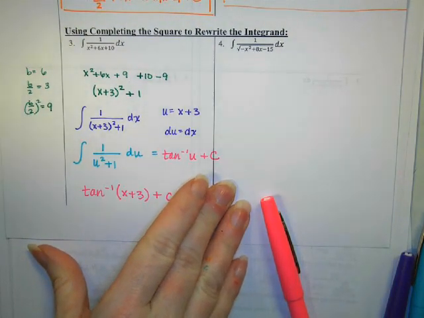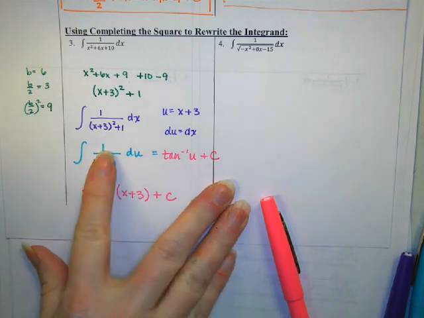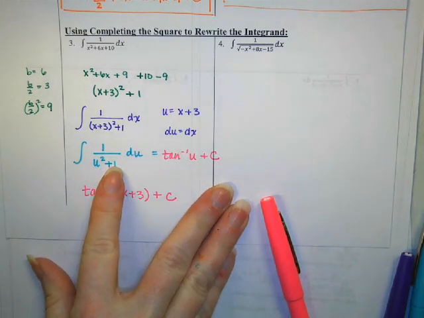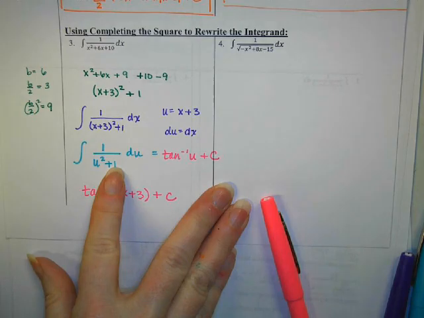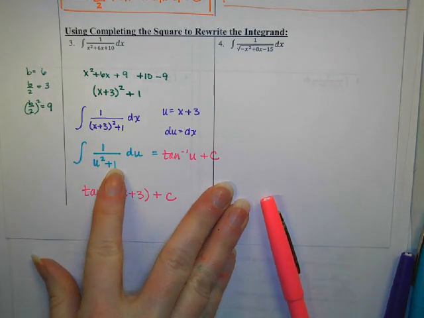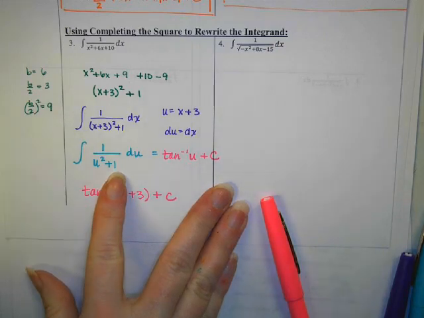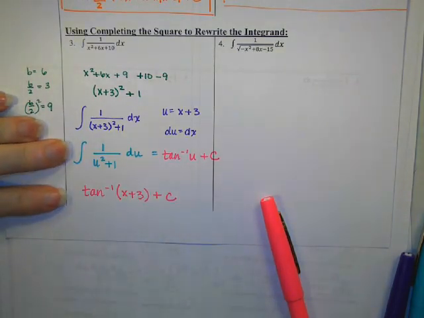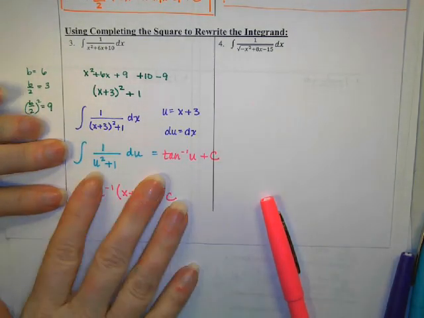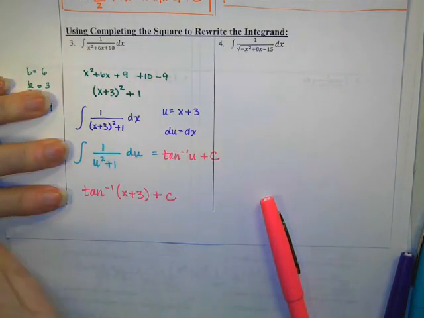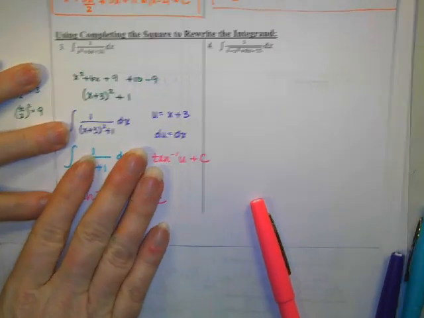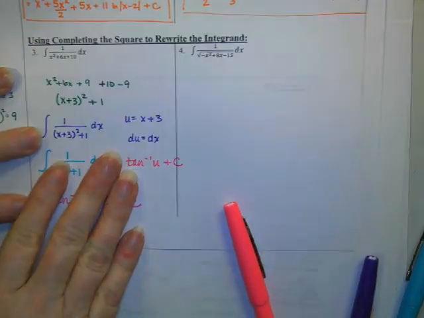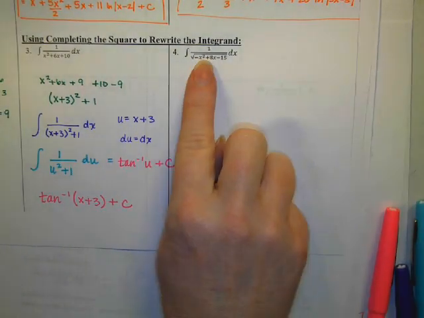Would it be a safe stop just putting the 1 over u squared plus 1? It wouldn't be a safe stop, but if this was a free response question, you would definitely get quite a bit of the credit. If it was a multiple choice question, you would look at the choices, and some of them would have tangent stuff in it, and hopefully that would make you go, oh yeah, that's one of those. Hopefully. All right, we're gonna do the same thing with this one.